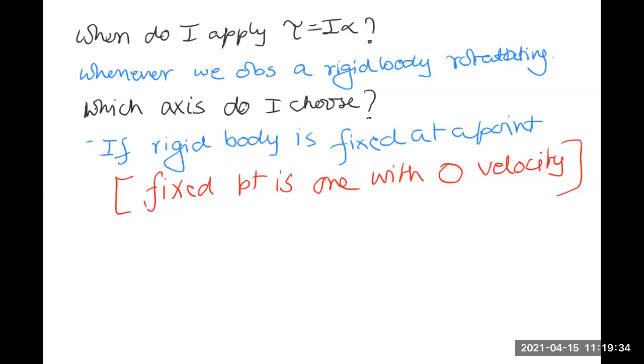First way is that I will tell you that look, the rigid body is actually fixed from this point. What you are saying will coincide with what I am saying. So if the rigid body is fixed at a point, there are two ways I can tell you.